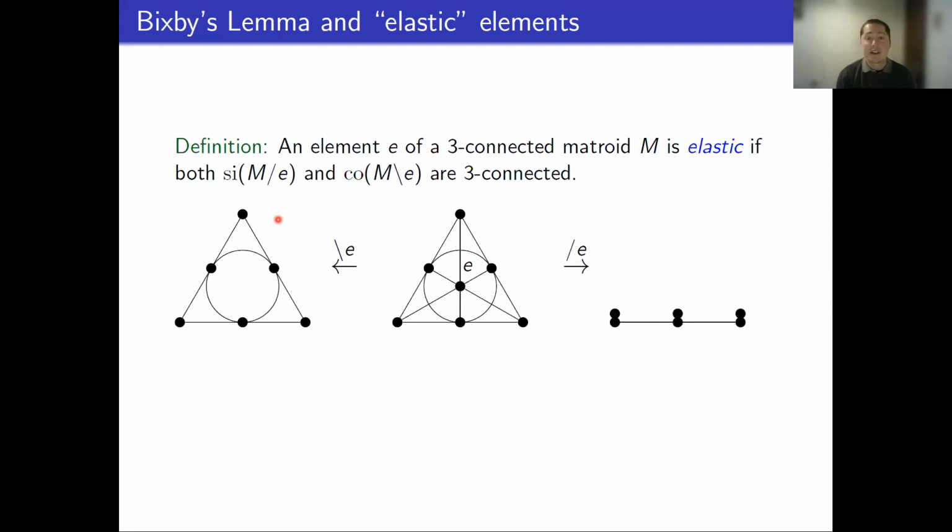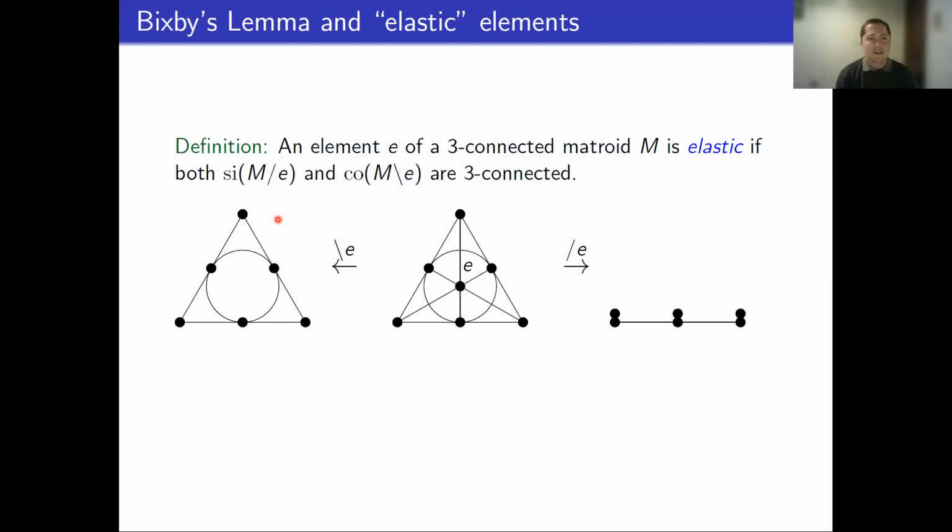So it turns out every element of F7 is elastic, and that's easy enough to believe because it's nice and small. And it's immediately obvious, actually, that if something's rank 3, the contractible one always holds. The simplification of the contraction is 3-connected because you basically put yourself onto a line. It just goes nicely like that.